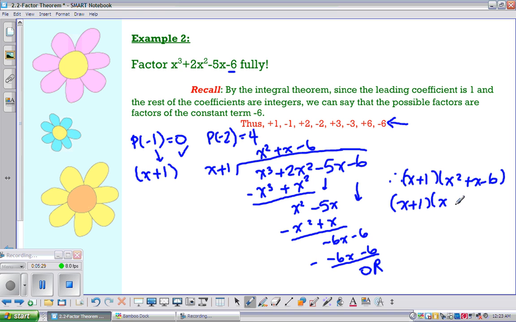And then this is just a quadratic. So we know that it is x plus 3, x minus 2, two numbers that multiply to get negative 6 and add to get that positive 1. And there you go, you factored fully.